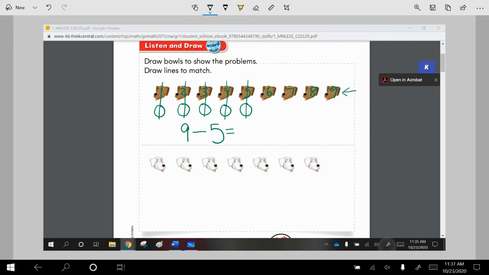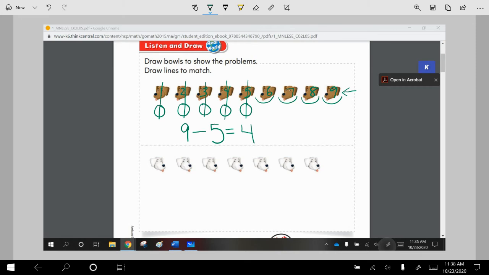How many is left over tells us how many more dogs are without a bowl. 1, 2, 3, 4. There are 4 dogs without a bowl. This is the same as saying how many more dogs are there than bowls.